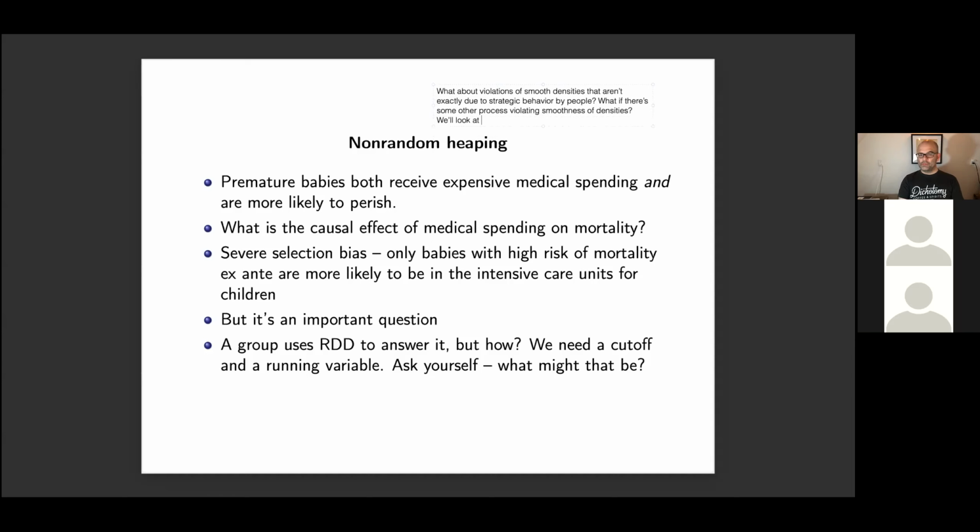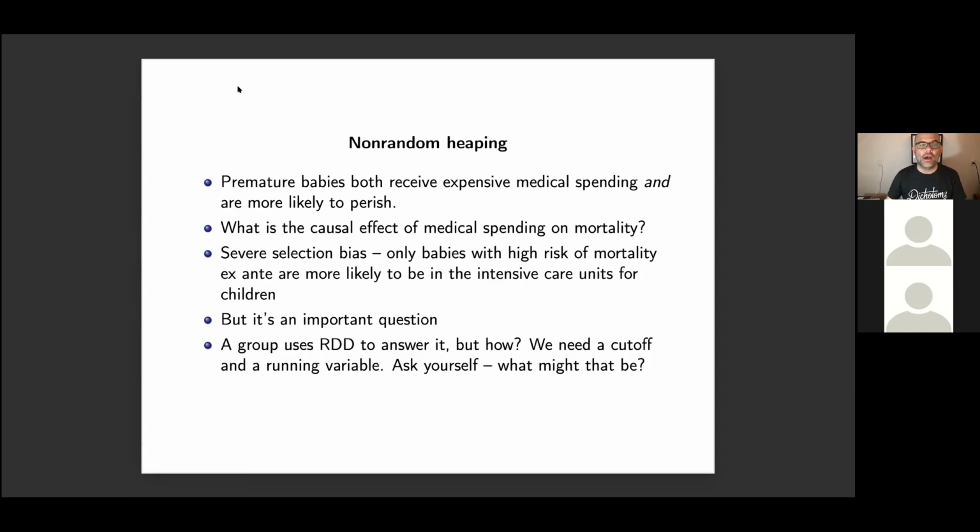We'll look at one important one called non-random heaping along the running variable. And we'll use this example from a paper by Doug Almond and co-authors. There was a paper published in the Quarterly Journal of Economics about premature babies receiving medical spending and being more likely to perish.